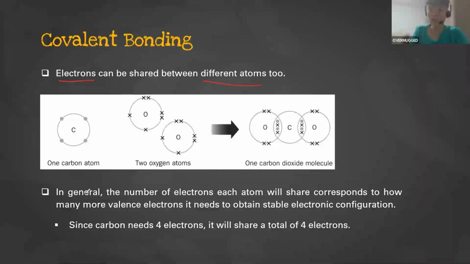In general, the trick is that the number of electrons each atom will share corresponds to how many more valence electrons it needs. For example, carbon needs 4 more valence electrons to achieve stable electronic configuration, so it will share all 4, as you can see over here. Your oxygen needs 2 more, so each oxygen shares 2. Hopefully you can see over here. This is just a general guideline. It works most of the time. How many electrons it needs is how many electrons it will share when you draw your dot and cross diagram.